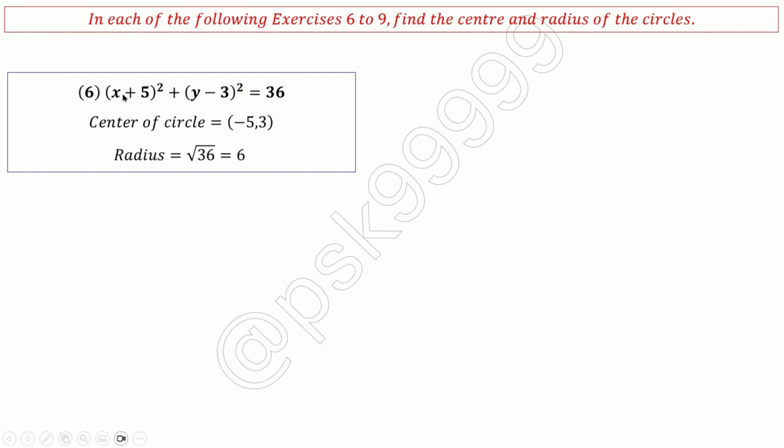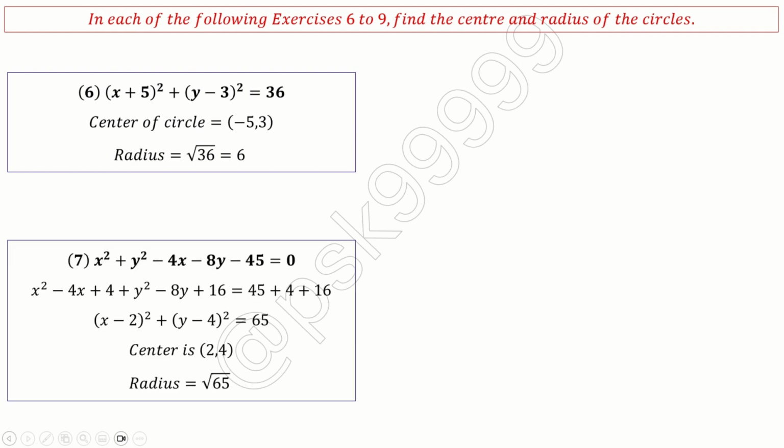Let's say the center is a comma b, then you take x plus 5 equal to 0, so the center coordinate x is minus 5, and y minus 3 equal to 0, then y is equal to 3. So the center is minus 5 comma 3 and the radius is square root of 36, which is 6. And there is no plus or minus, because the radius is a length, it will always be positive. Similarly, 6 to 9 you can solve the same way.